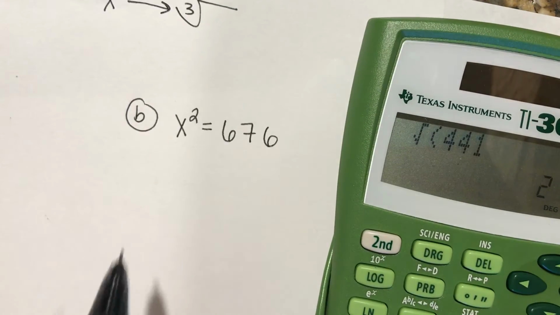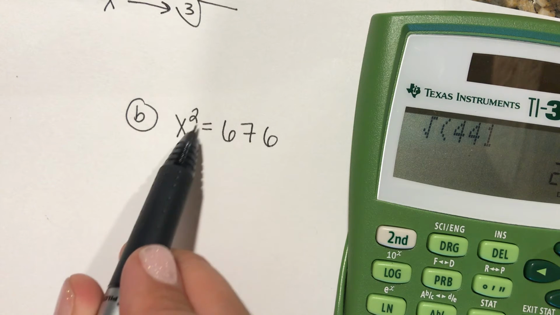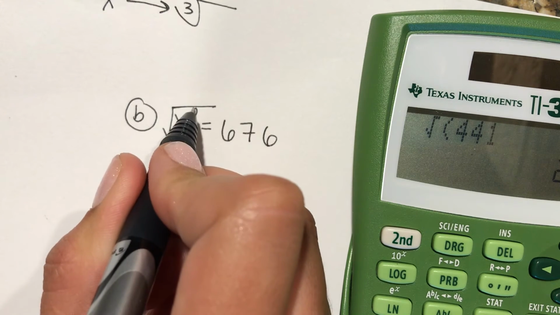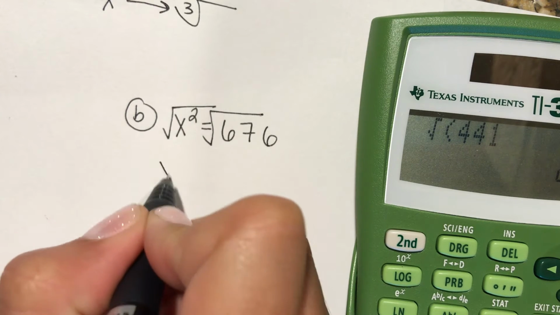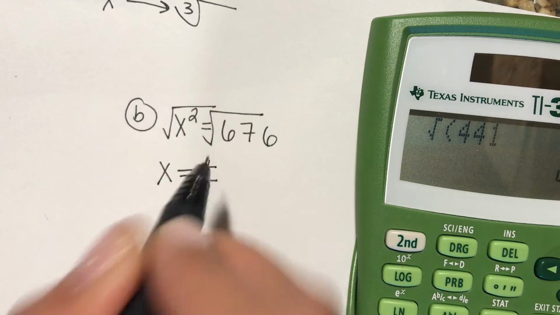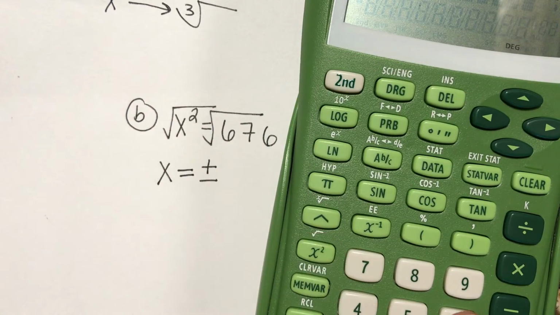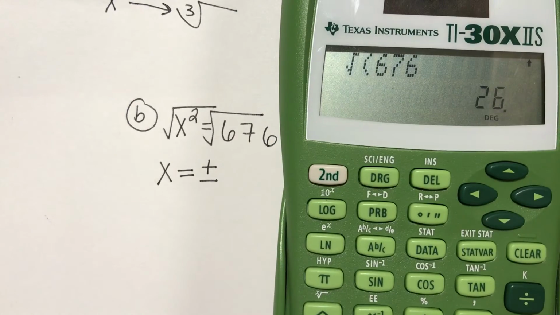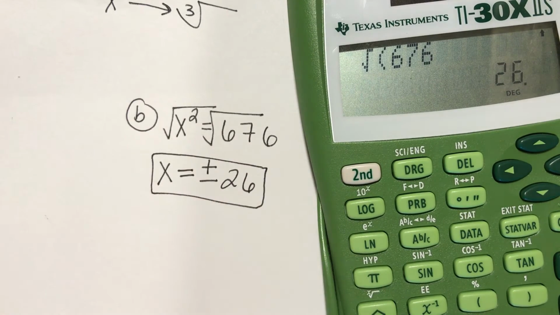The square root of x squared is equal to 676. I need to solve this because there is an equal sign. The exponent is 2, which means I have to square root both sides. My variable drops down, is equal to the positive and negative, and now I type it in my calculator. Second x squared 676 equals 26. Okay.